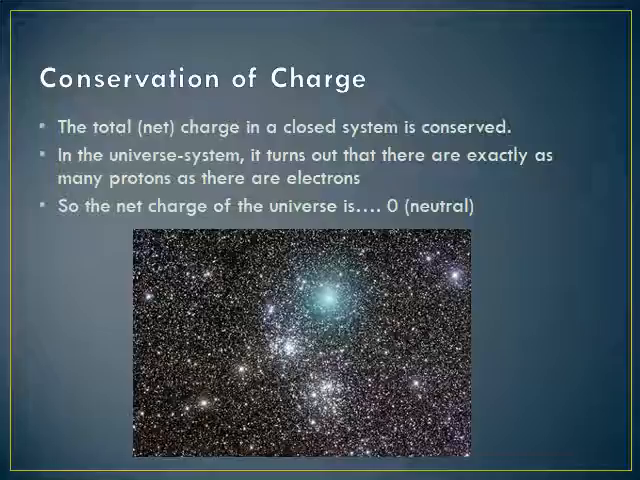So the word net, just like we used it in our last unit for forces, means add up all the forces, positive and negative. In this case, we're adding up all the charges. If we have exactly as many protons as we do electrons, add them all up, the net charge of the universe is 0.